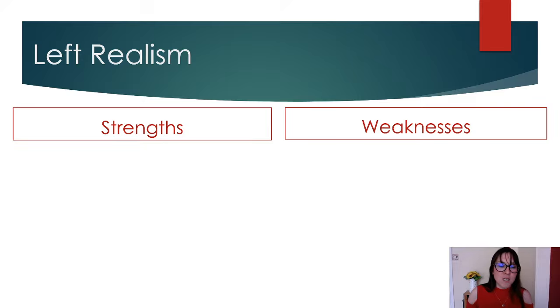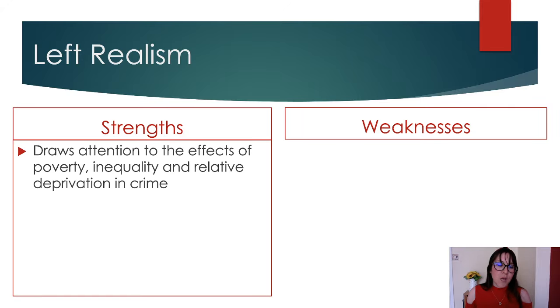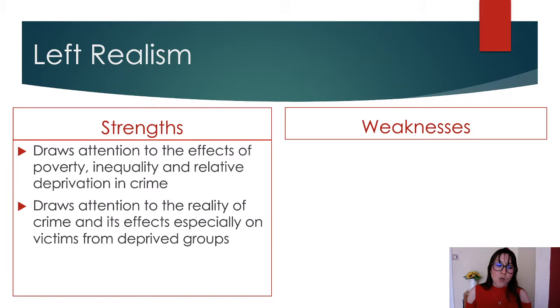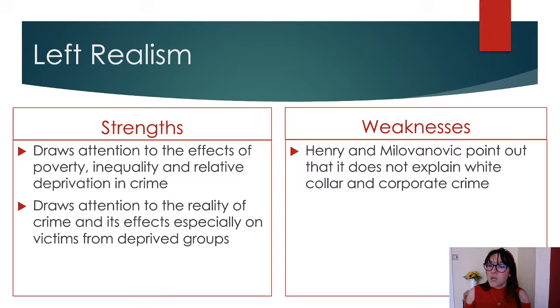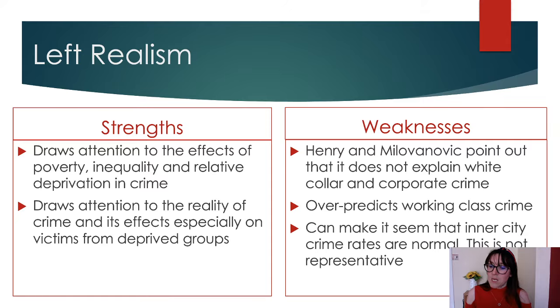Finally, left realism, the strengths of left realism. It draws attention to the effects of poverty, inequality and relative deprivation in crime. Draws attention to the reality of crime and its effects, especially on victims from deprived groups. However, Henry and Milovanovic, it's a terrible pronunciation I'm sure, point out that it does not explain white collar and corporate crime. So yeah, well spotted. It over-predicts working class crime and can make it seem that inner city crime rates are normal. This is not representative of the wider scale or the bigger scale.